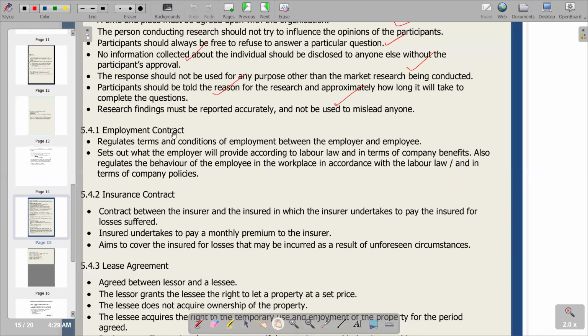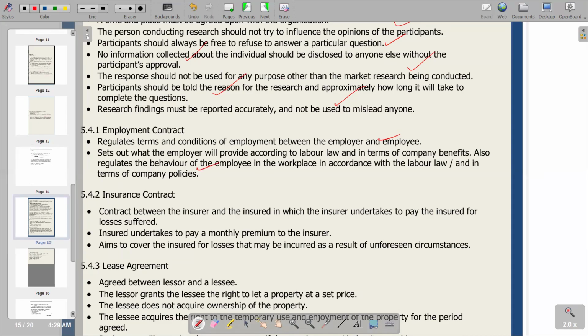Employment contract, first statement, remember, employment contract is between the employer and the employee. It is the conditions of employment between the employer and the employee. First point: regulates terms and conditions of employment between the employer and employee. Second point: sets out what the employer will provide according to labor law and in terms of company benefits. Also regulates the behavior of the employee in the workplace in accordance with the labor law and in terms of company policies.